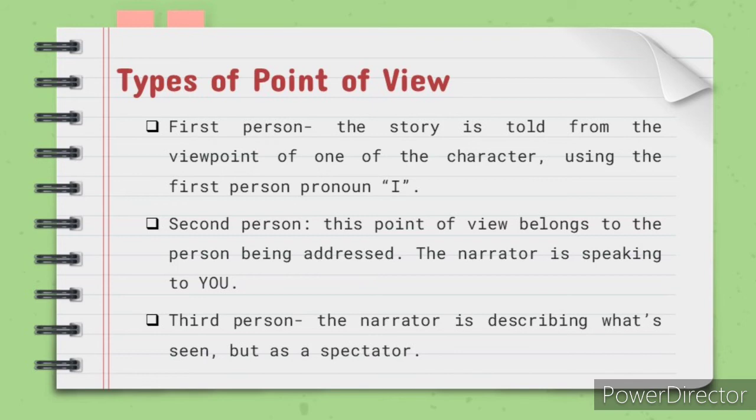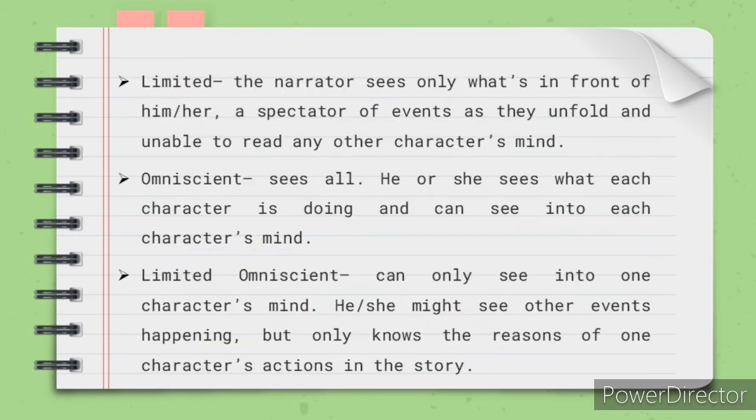And lastly is the third-person point of view. The narrator is describing what's seen, but as a spectator. Under the third-person point of view, we have limited. In limited third person, the narrator sees only what's in front of him or her, a spectator of events as they unfold and unable to read any other character's mind.